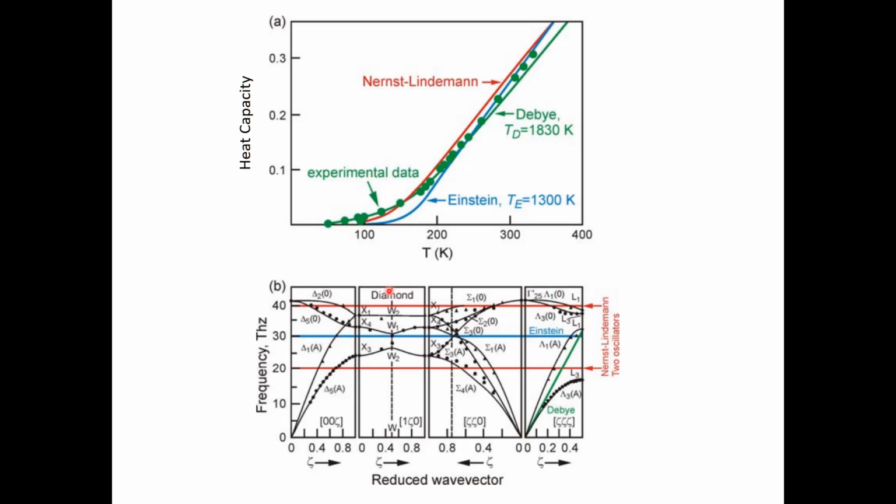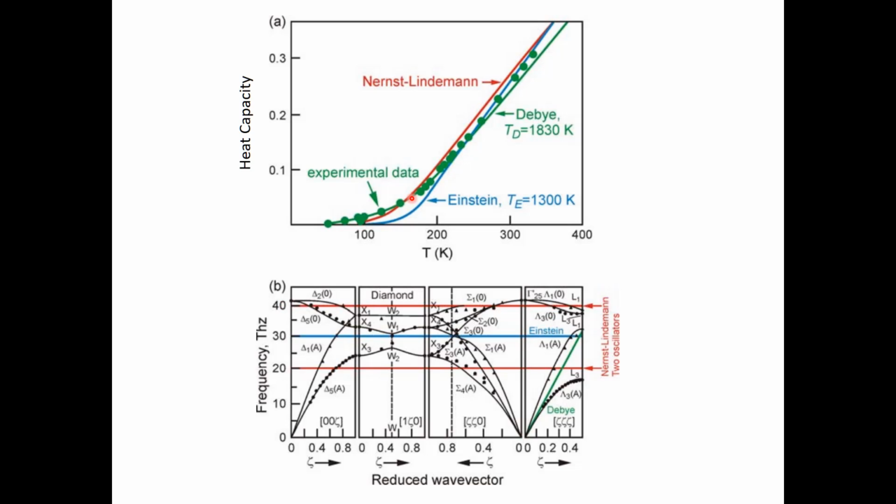So this figure right here basically shows you what the assumptions are. In Einstein, everything's vibrating at a single frequency. There's a single frequency right here. It does not depend on the k vector. So this is the Einstein assumption: all atoms are vibrating independently of one another at a single frequency. Nernst-Lindemann says that it can vibrate at 2 frequencies, one around the acoustical modes and one near the optical modes, and it does pretty good.